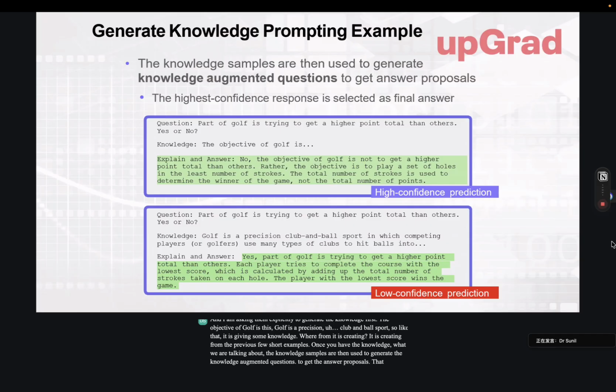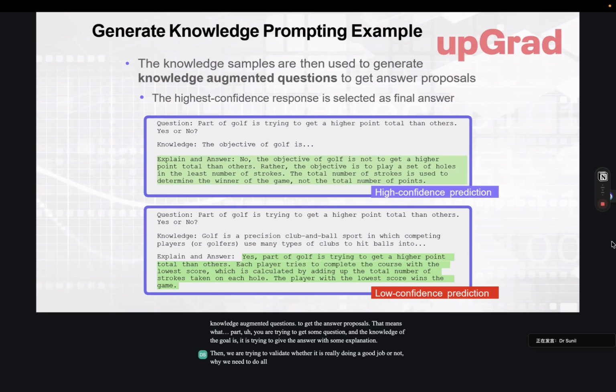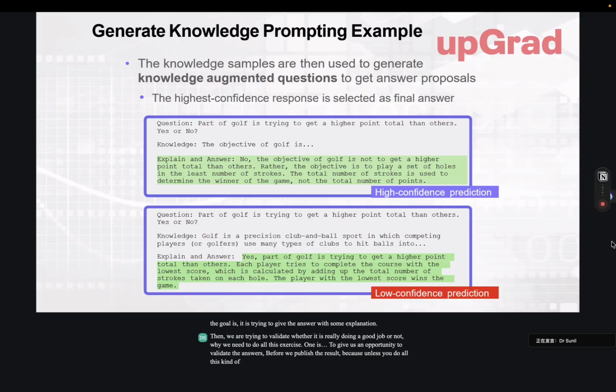That means you are trying to ask some question, and the knowledge is trying to give the answer with some explanation. Then we are trying to validate whether it is really doing a good job or not. Why do we need to do all this exercise? One is to give us an opportunity to validate the answers before we publish the result, because unless you do all this kind of exercise, we will not get the robustness or confidence.